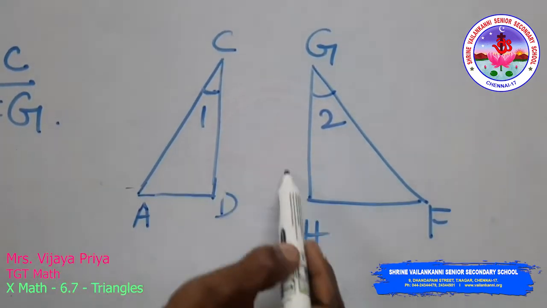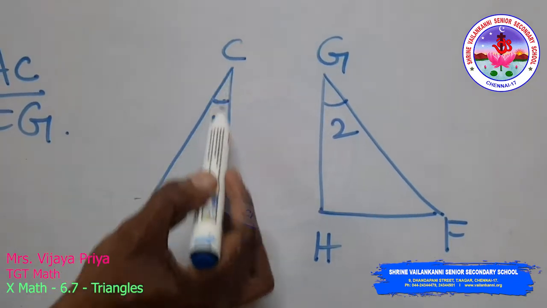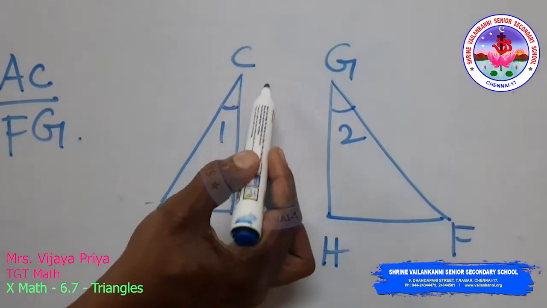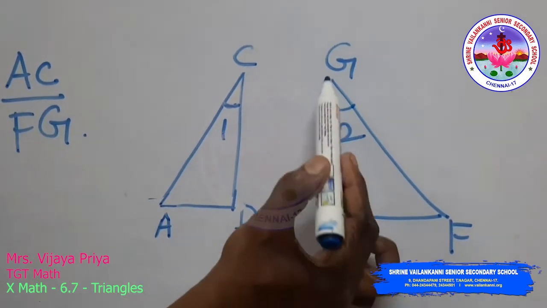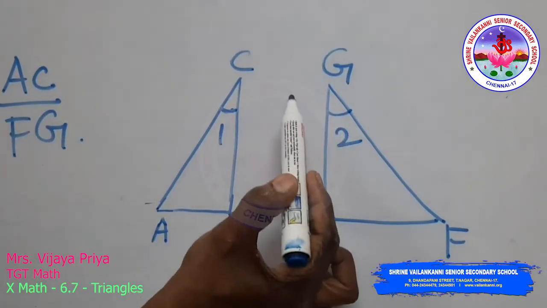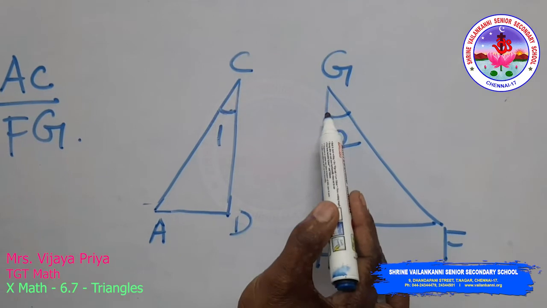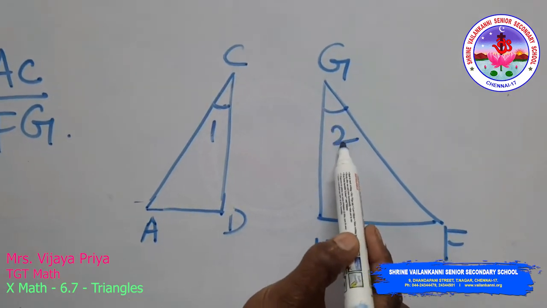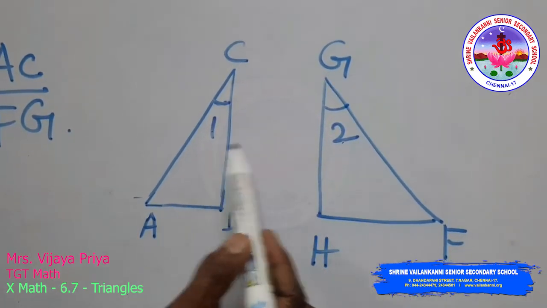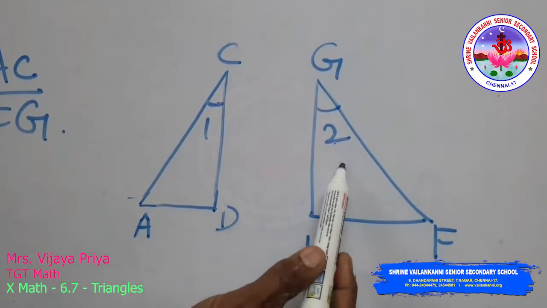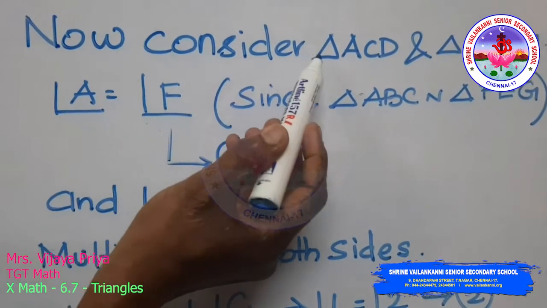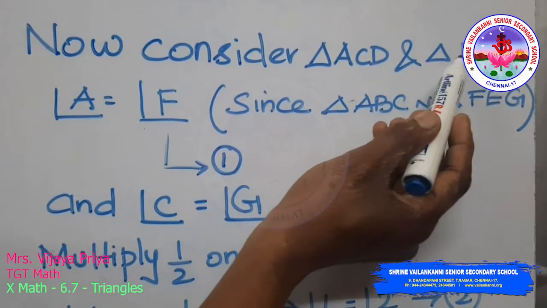I have drawn it separately here, where CD bisects my angle C, so I am taking half of angle C as 1, and GH bisects the entire angle G, so I am taking half of my angle G as 2. Now I am going to prove that these two triangles are similar so that I can prove that their sides are in proportion. Now consider triangle ACD and triangle FGH.